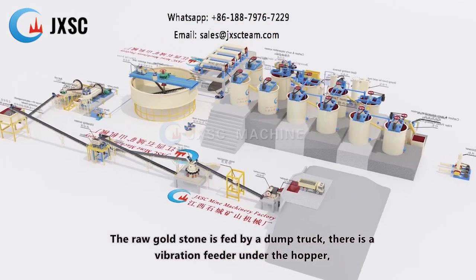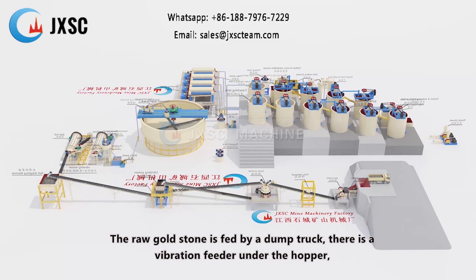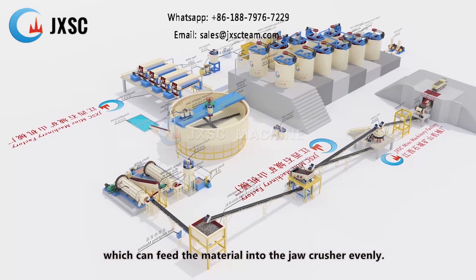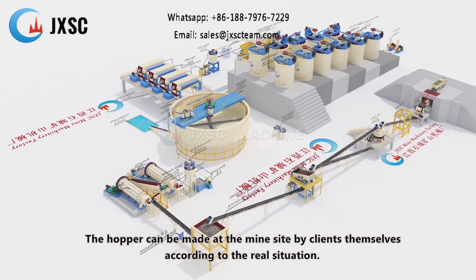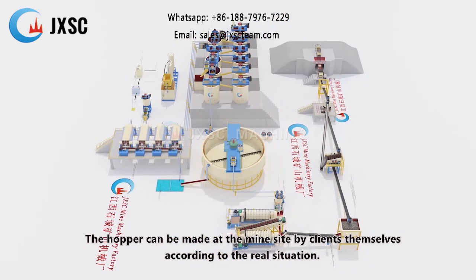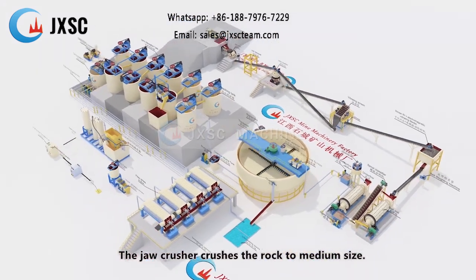1. Feeding, crushing, and screening system. The raw gold stone is fed by a dump truck. There is a vibration feeder under the hopper, which can feed the material into the jaw crusher evenly. The hopper can be made at the mine site by clients themselves according to the real situation.